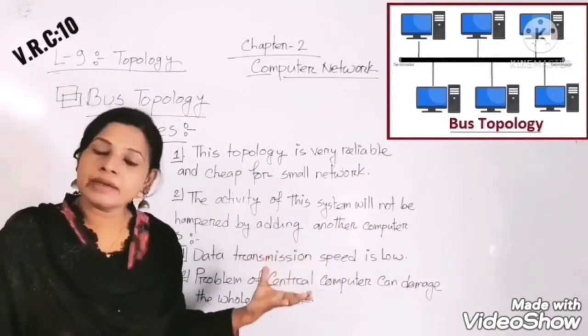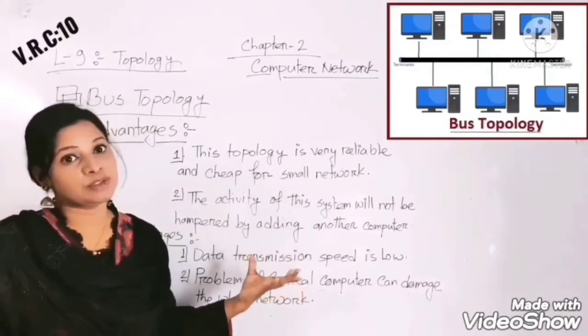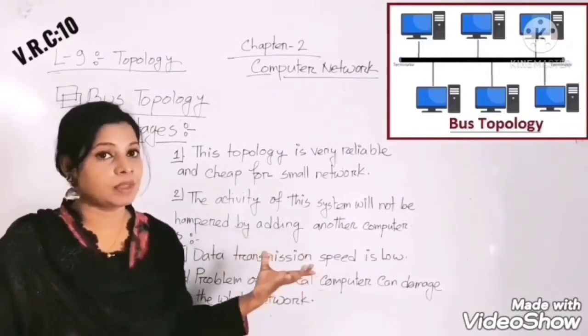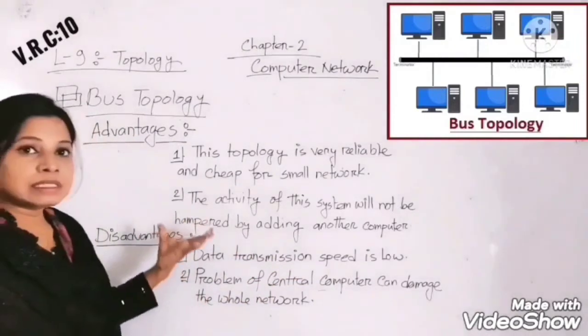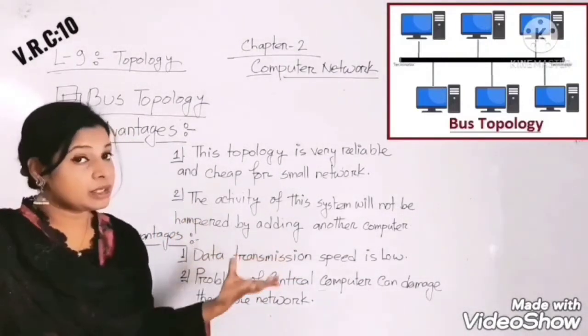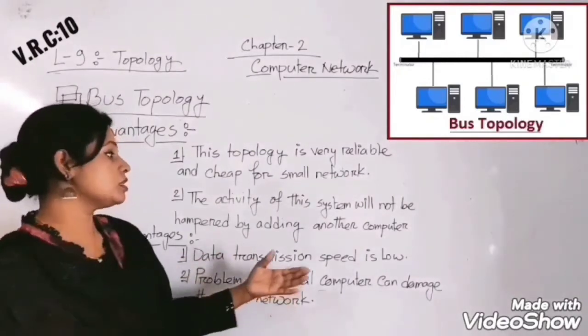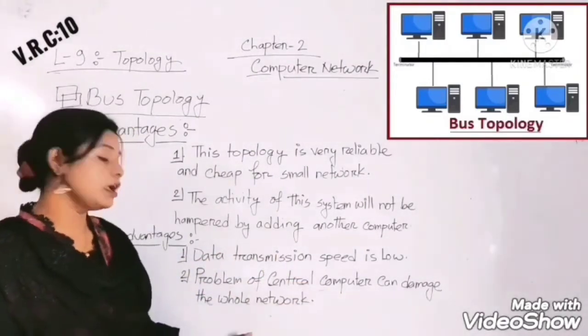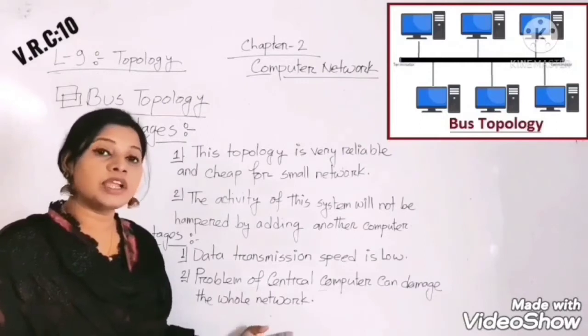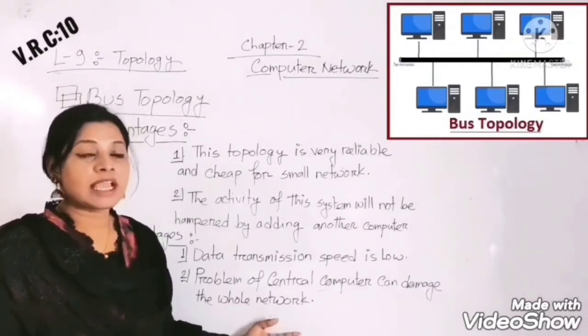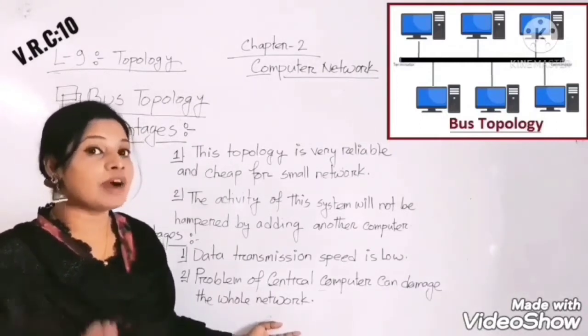It does not create any problem when you are adding this one to the system. Now, obviously there are some disadvantages, though we are using this one for small networks. The data transmission speed is low. Yes, here the data transmission speed is very low. It cannot pass data very fast.